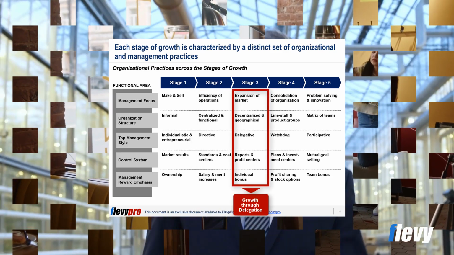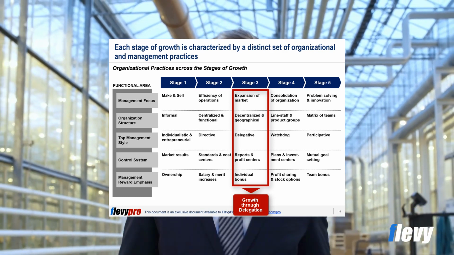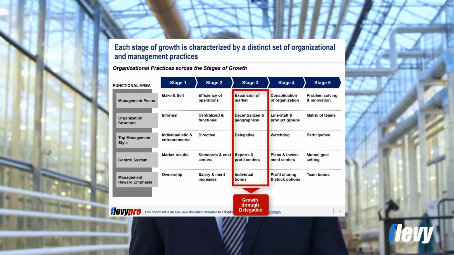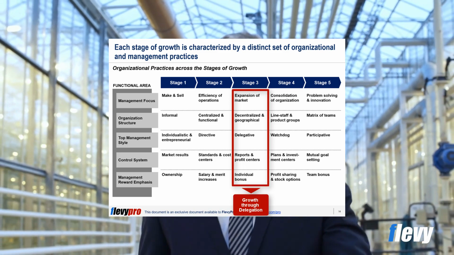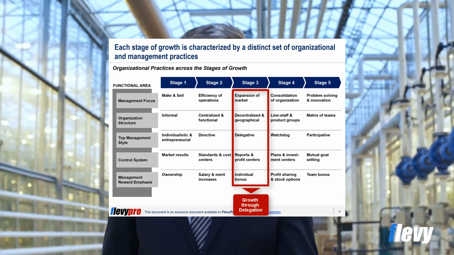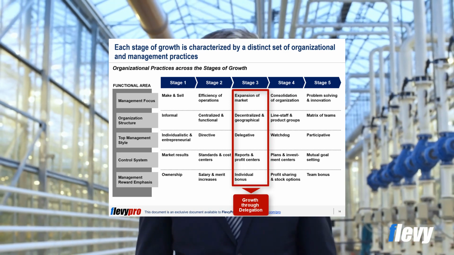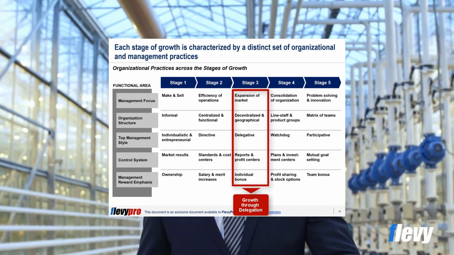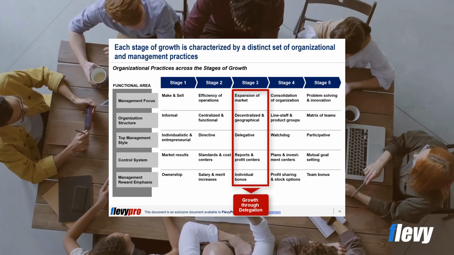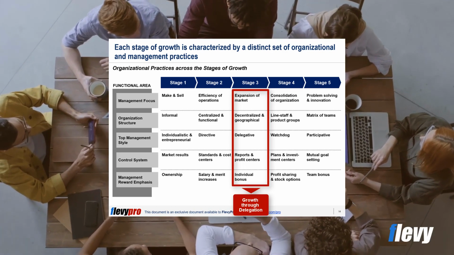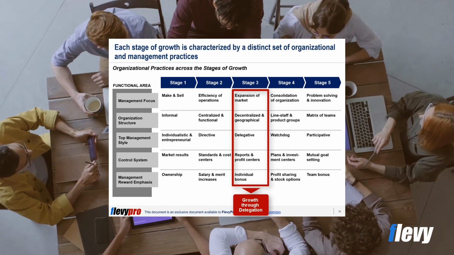In the third stage, we move from a centralized to decentralized organization. Now, growth is through delegation. This stage allows companies to expand by means of the heightened motivation of managers at lower levels. Managers in decentralized organizations, who have greater authority and incentives, are able to penetrate larger markets, respond faster to customers, and develop new products.